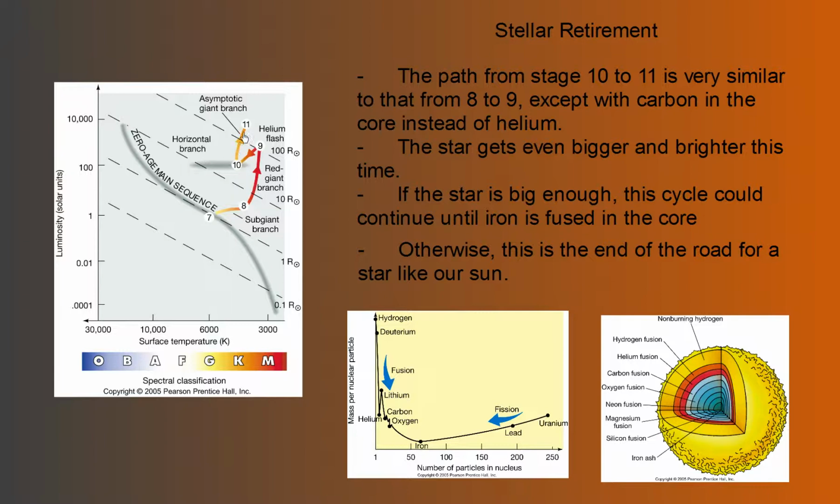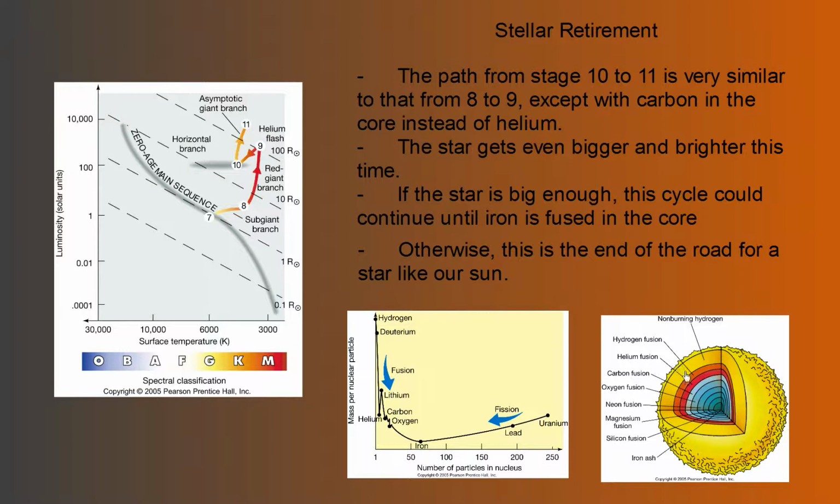So the size will increase, even bigger than before, and the brightness really increases. So 11 and 9 are sort of basically the same points in the life cycle. It's just that this is when helium finally begins to start fusing, and this is when potentially carbon could fuse.